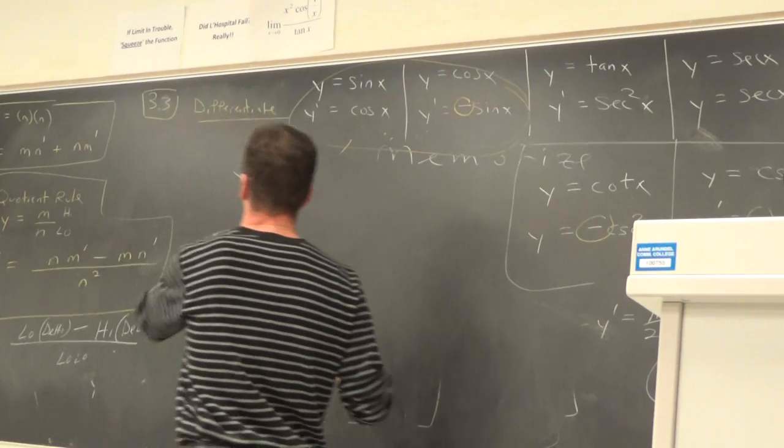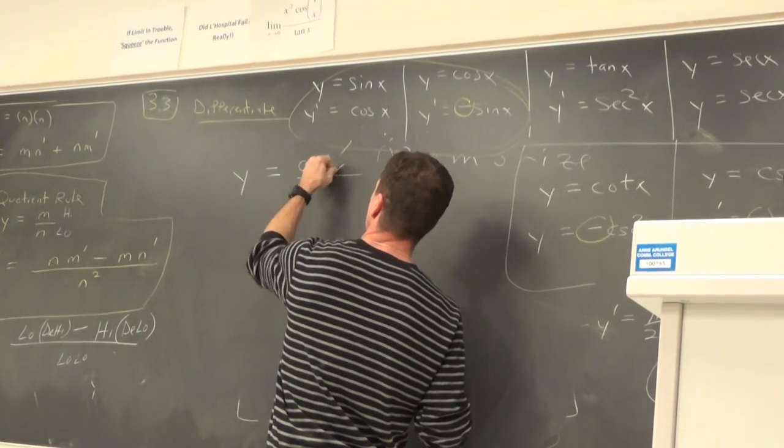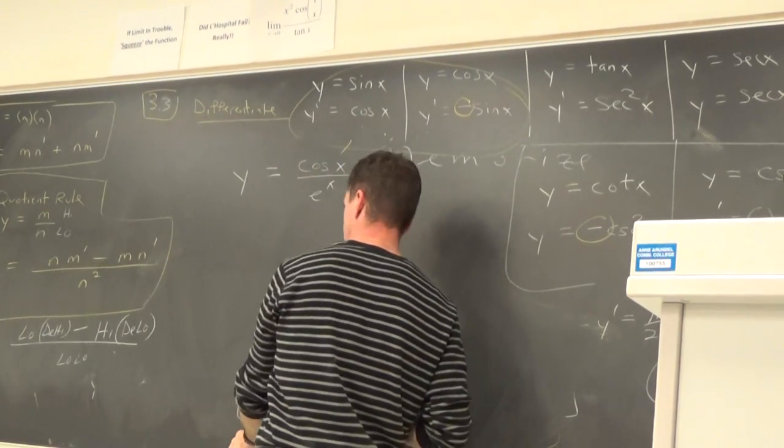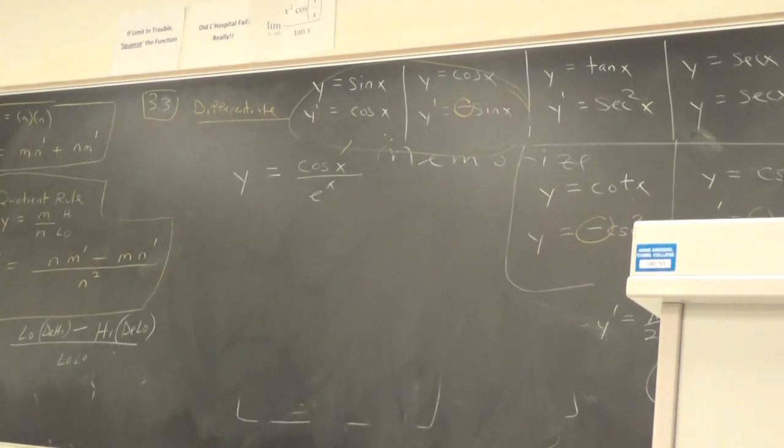And well, this is the last problem. Can you find the derivative? Cosine x over e to the x. What rule are you going to use?